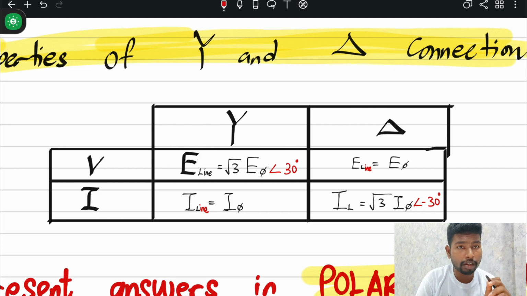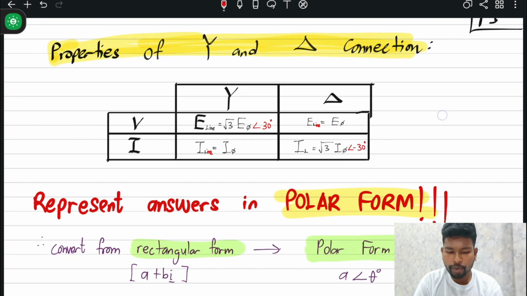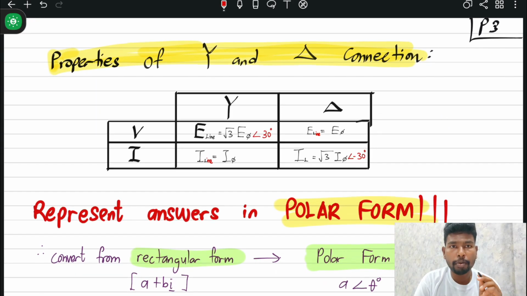Please consider this angle to get accurate results, because some of them have habits of ignoring the angles, so it may cause inaccuracy in your calculation. So I would recommend you to please consider the angles while you're calculating. Okay, so always represent your answer in polar form. So usually in calculation we will be using a rectangular form whereas we should be converting into polar form in the final answer.